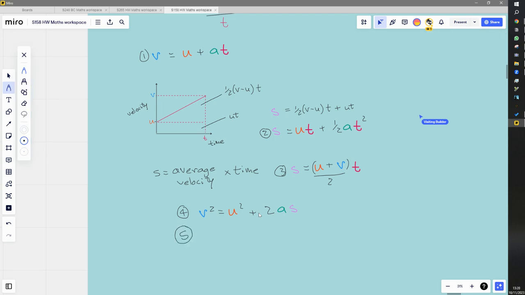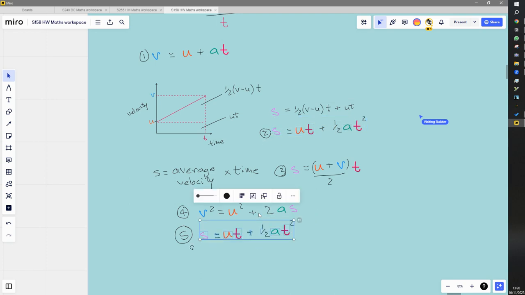And then the fifth is very similar to this one here. In fact, it's so similar, I think I'll just copy it and then edit it. And instead of u, it is v. And instead of plus, it's minus. So those are all the equations.